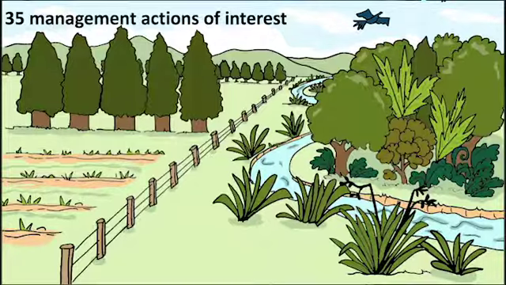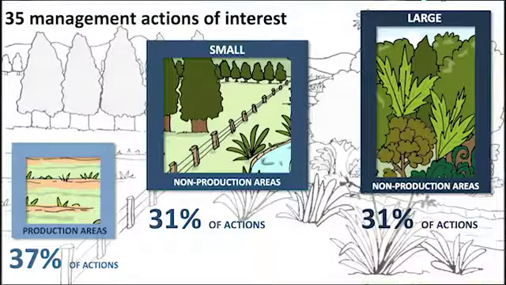Then we gave them a list of 80 different management actions or so to prioritize to go into the tool, and we narrowed them down to about 35. When we look at where those actions are associated, most of them were associated with production areas, where people were producing food, but also some quite high proportions of actions across small non-production areas and large non-production areas.